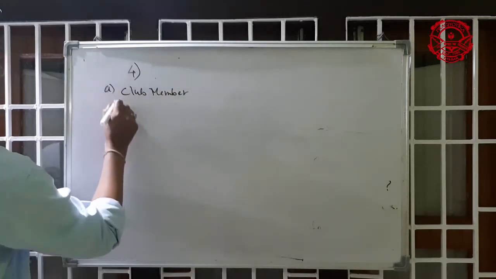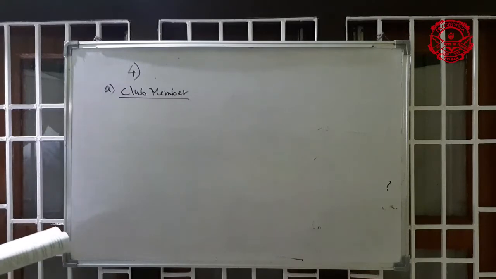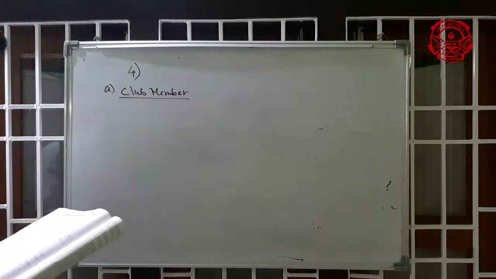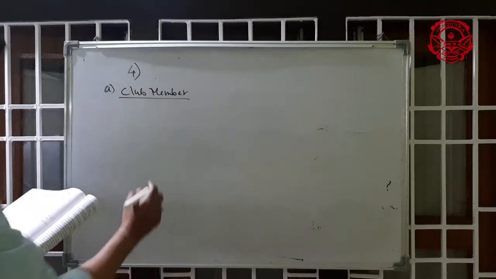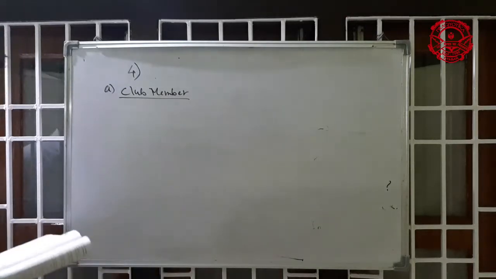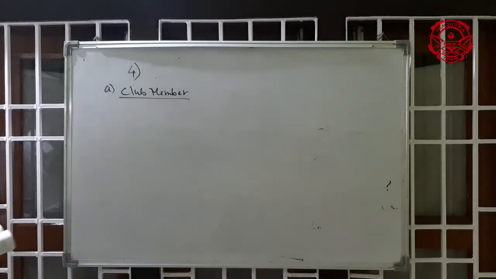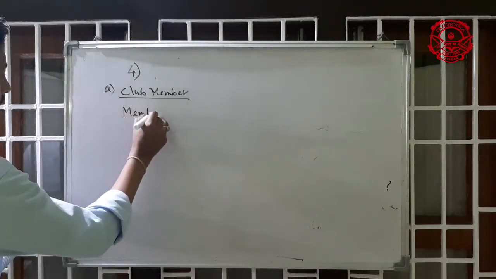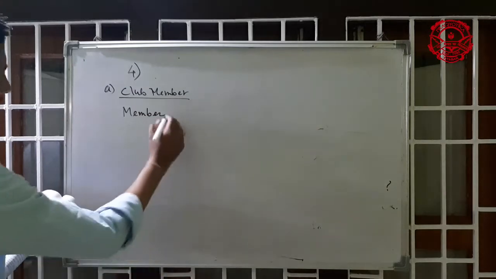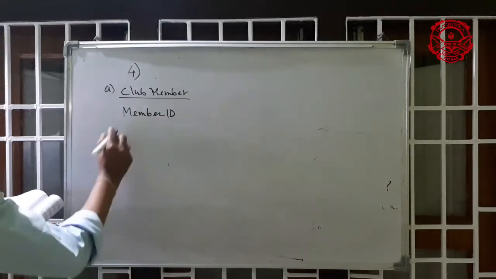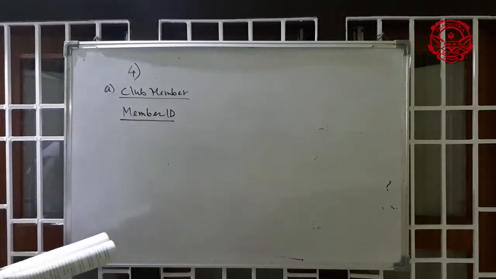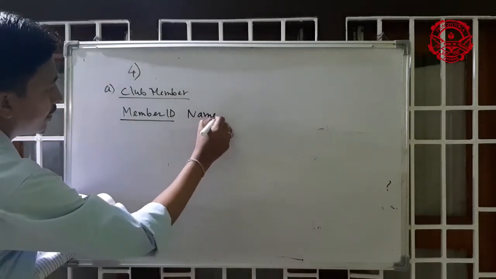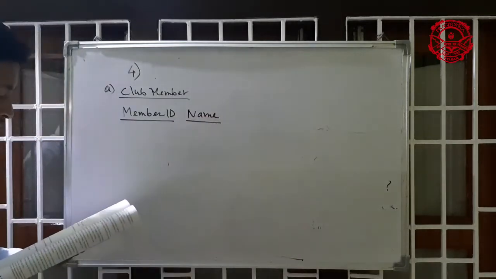Club member. The first table is club member. Here the first field is member ID. Member ID is the first field. Second field is name, meaning member name.